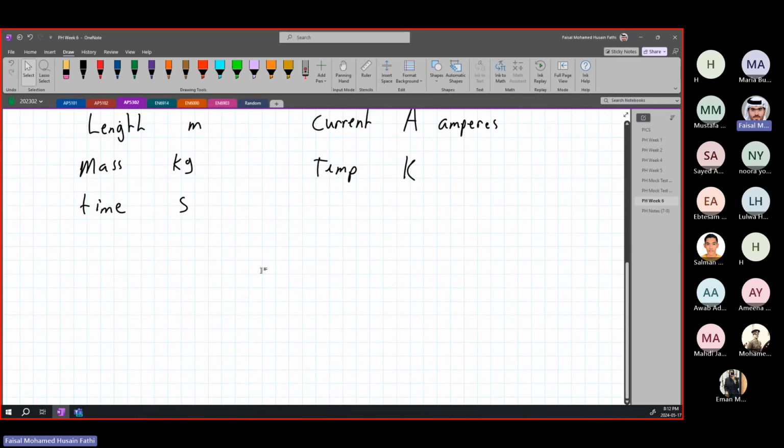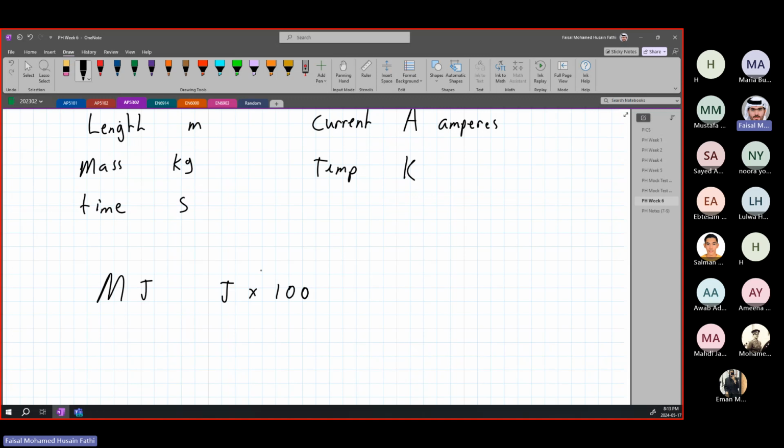Another thing you guys need to know is prefixes. The prefixes meaning, if we have, for example, megajoules. All right. What does this mean? This means we are multiplying joules by 1 million, because mega represents 1 million. So, or you can write it as times 10 to the power of 6 joules.